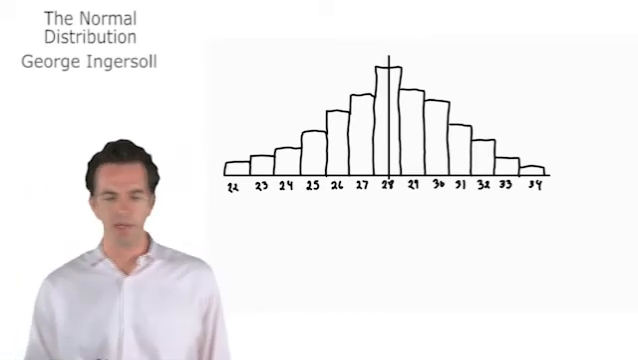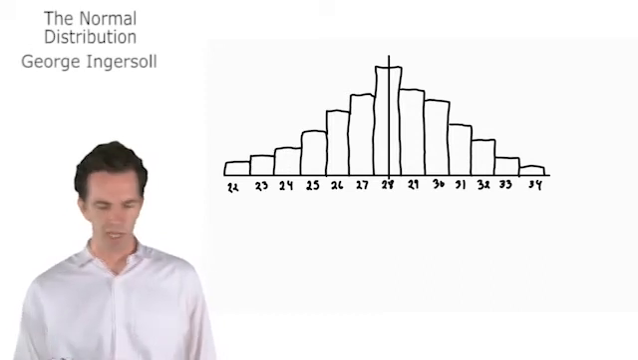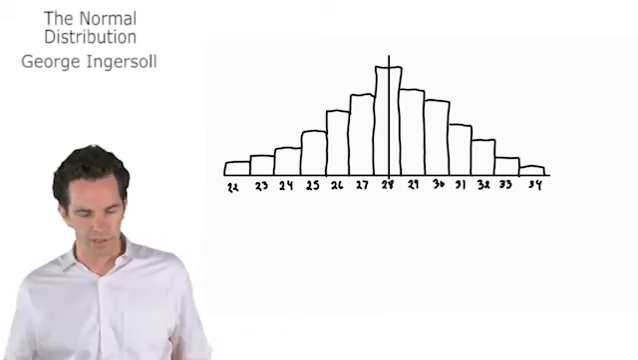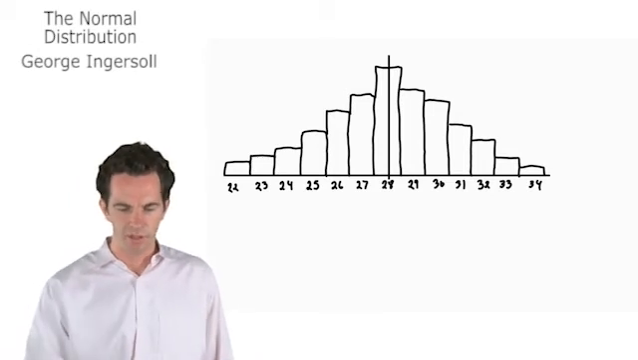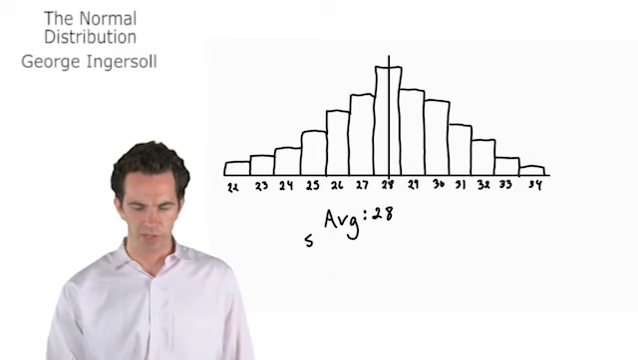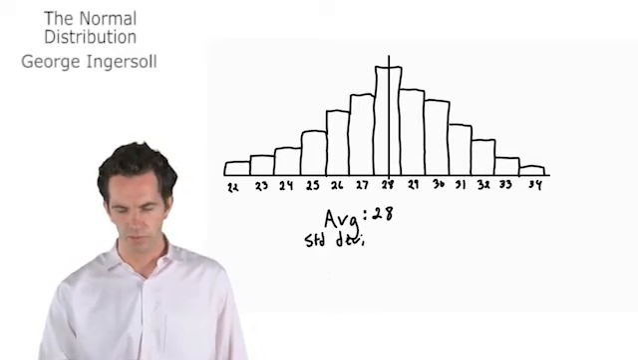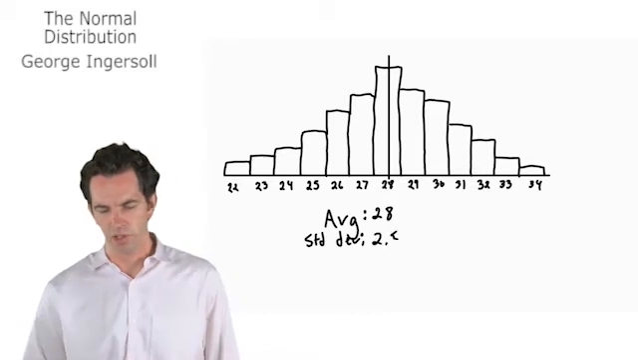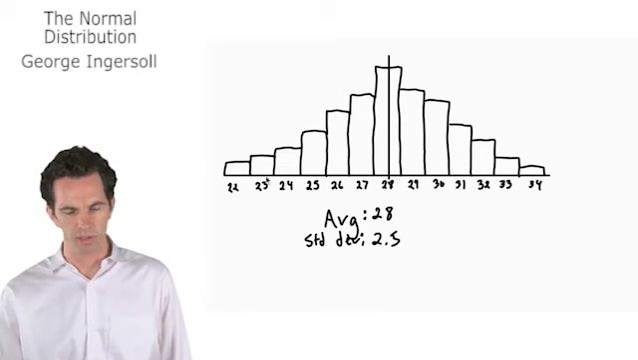So here I've got a histogram showing the probability distributions for students' ages. If we have an incoming class of, I don't know, 300 students, we might have an average age of 28 years, so there's a lot of students who are 28, and if we have a standard deviation of something like 3 years, or let's say 2.5 years, we might have a histogram of probabilities that looks something like this.